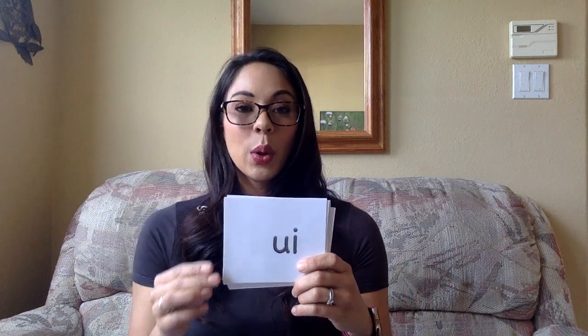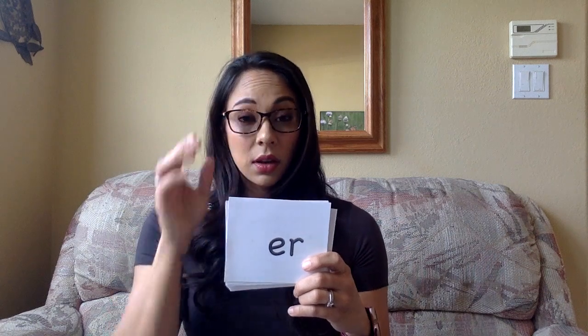Great job. Okay, time for vowel teams, our controlled vowels, and variant vowels. Here we go. Oi, E, I, E, A, I. Oh, ah. O, U or U. Er, U or U. Ow or U or U.